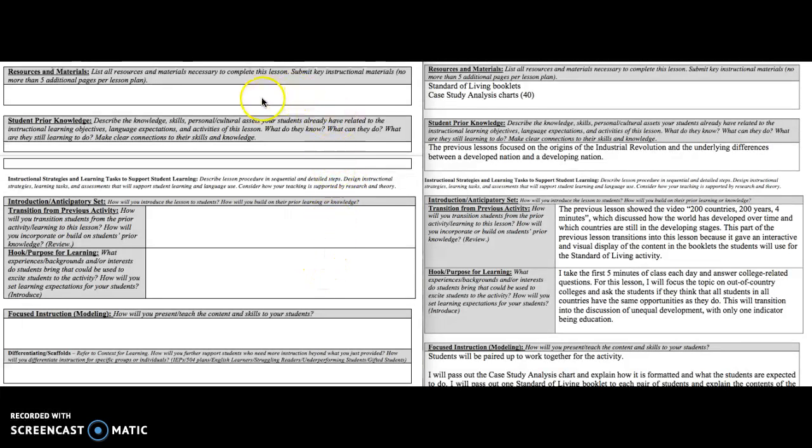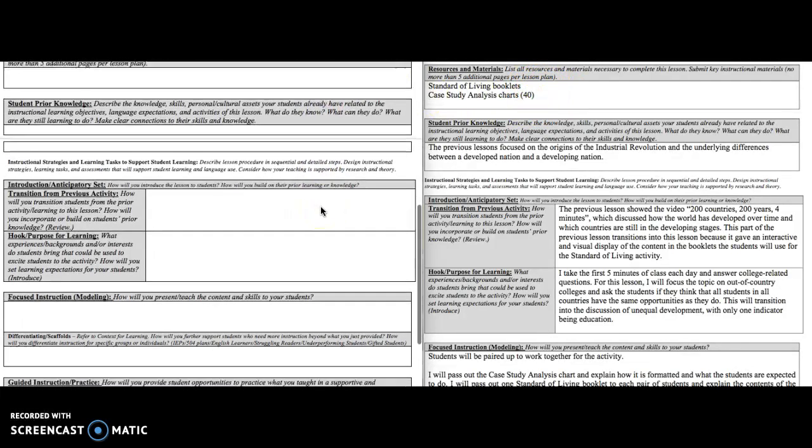Ensure that you list them all here, as well as key instructional materials. You're supposed to also list them at the end of the lesson plan as well. So here we could see that there are booklets and the charts as well for the students.